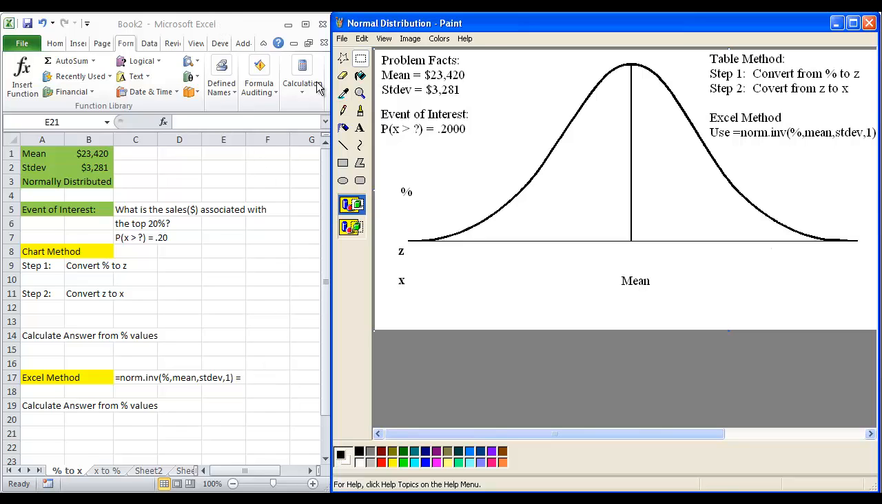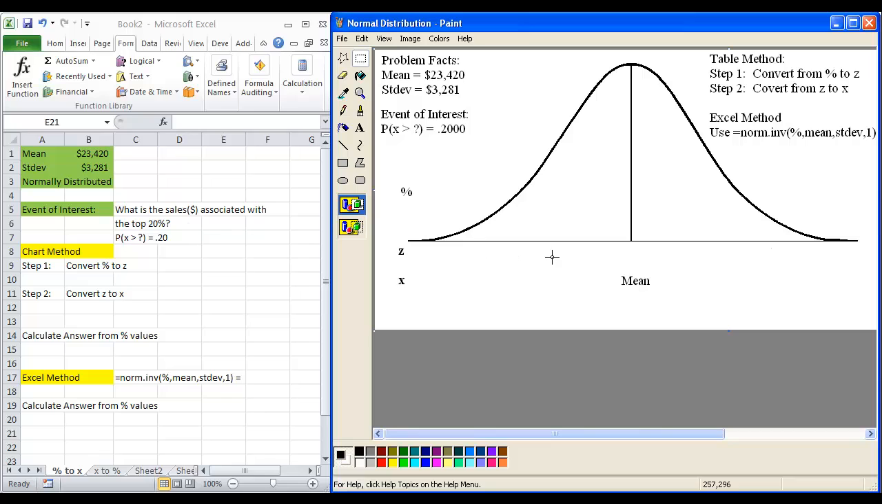I'm going to be using Excel and Paint so that you can see what we're doing as we go through. I pulled the key information: normally distributed, standard deviation, and mean, and the event of interest. What are the sales dollars associated with the top 20%, which is the problem we're working on?